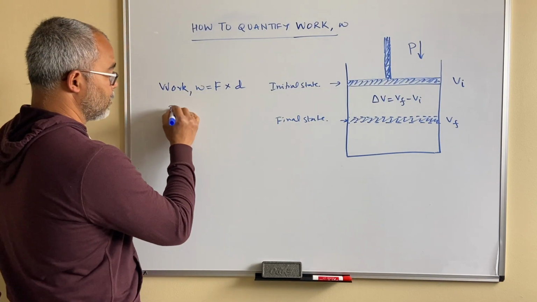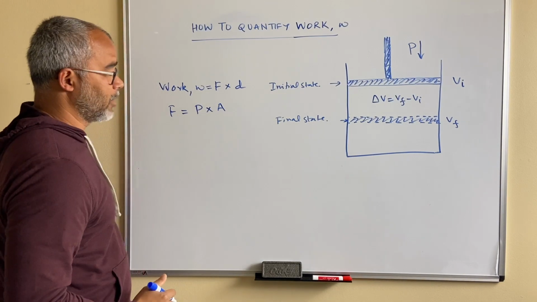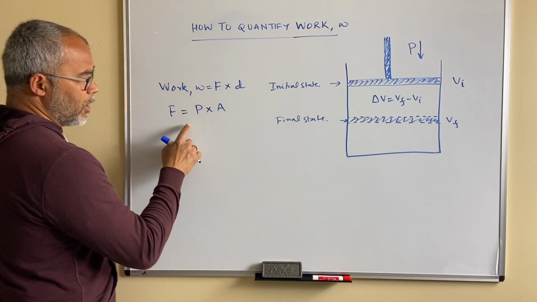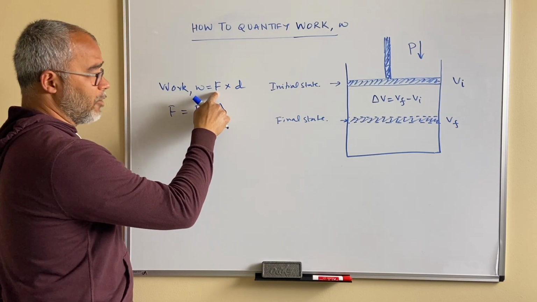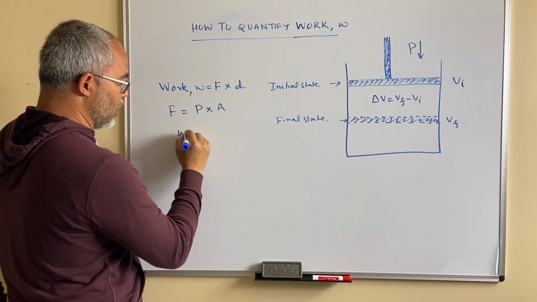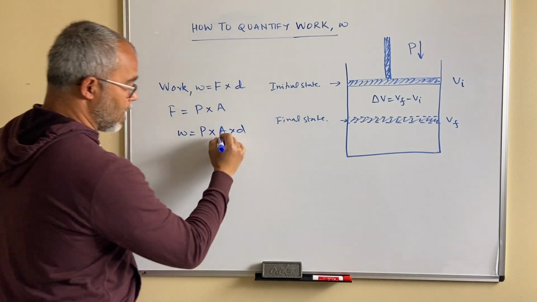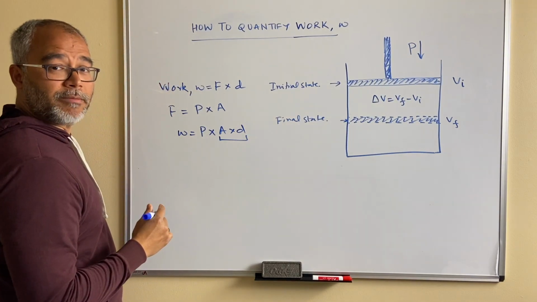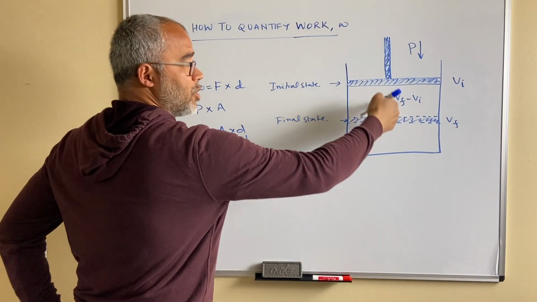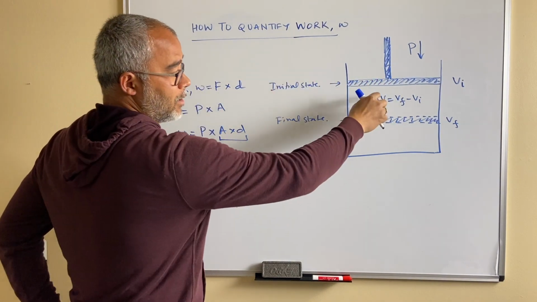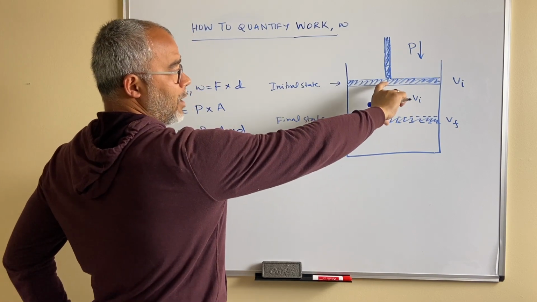So force is equal to the pressure times A, the area, okay? So if I take the force out here, the little symbol F, and replace it with P times A, then work is equal to pressure times A times D. And it turns out, if you take A times D and combine them, that is equal to volume, okay? In this particular case, that would be the change in the volume, because the piston is moving down by a certain amount, and that amount is the distance.